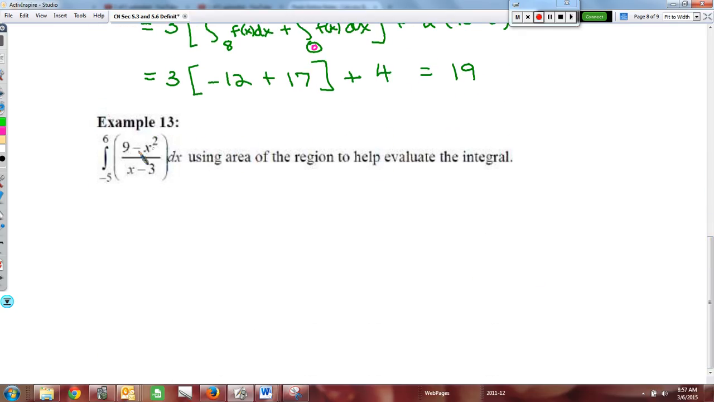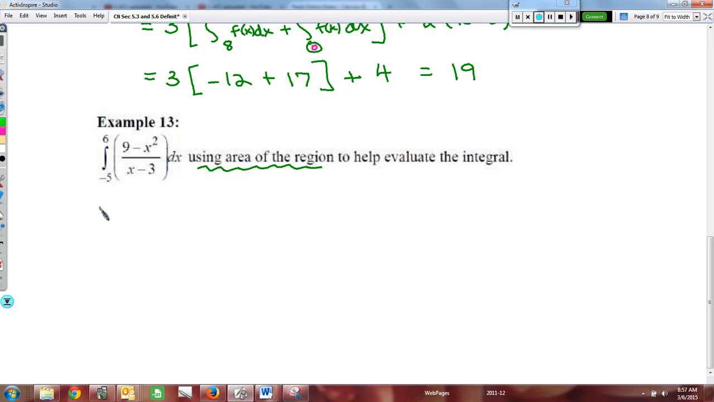I have a division by 0 at x equal to 3. So this is discontinuous. But again, they're saying we can sometimes calculate these improper integrals using the area of the region. So maybe I need to graph it in order to see what's going on.